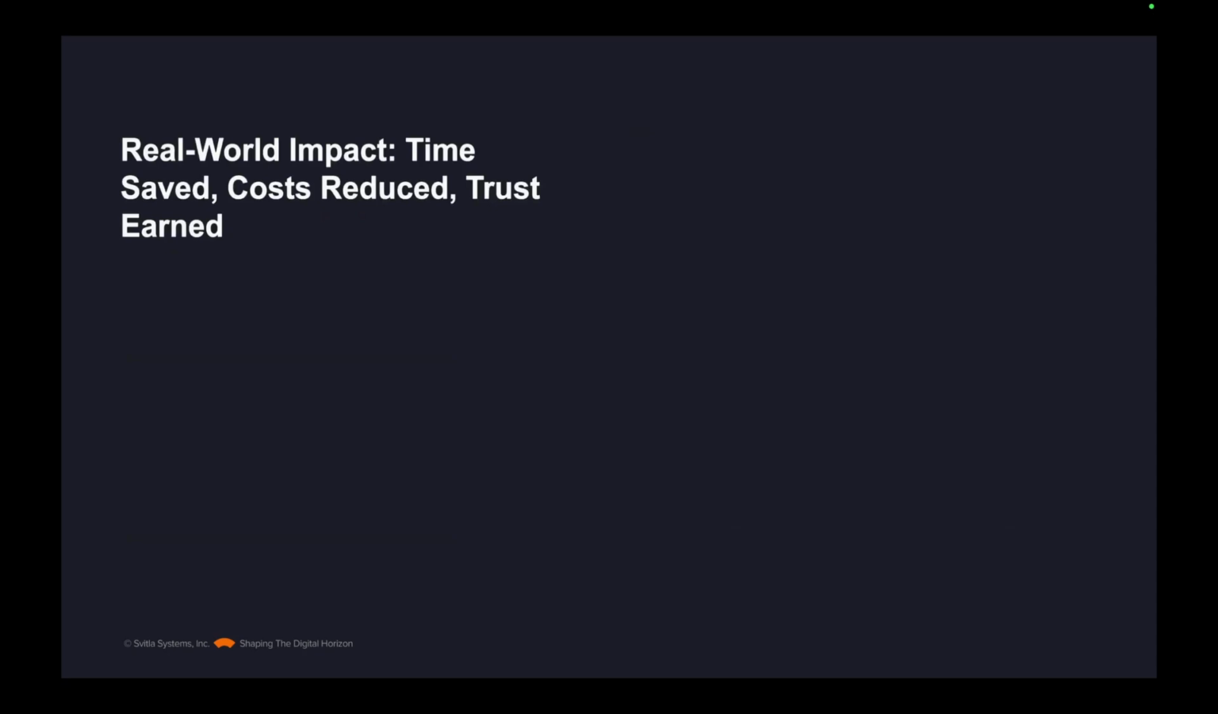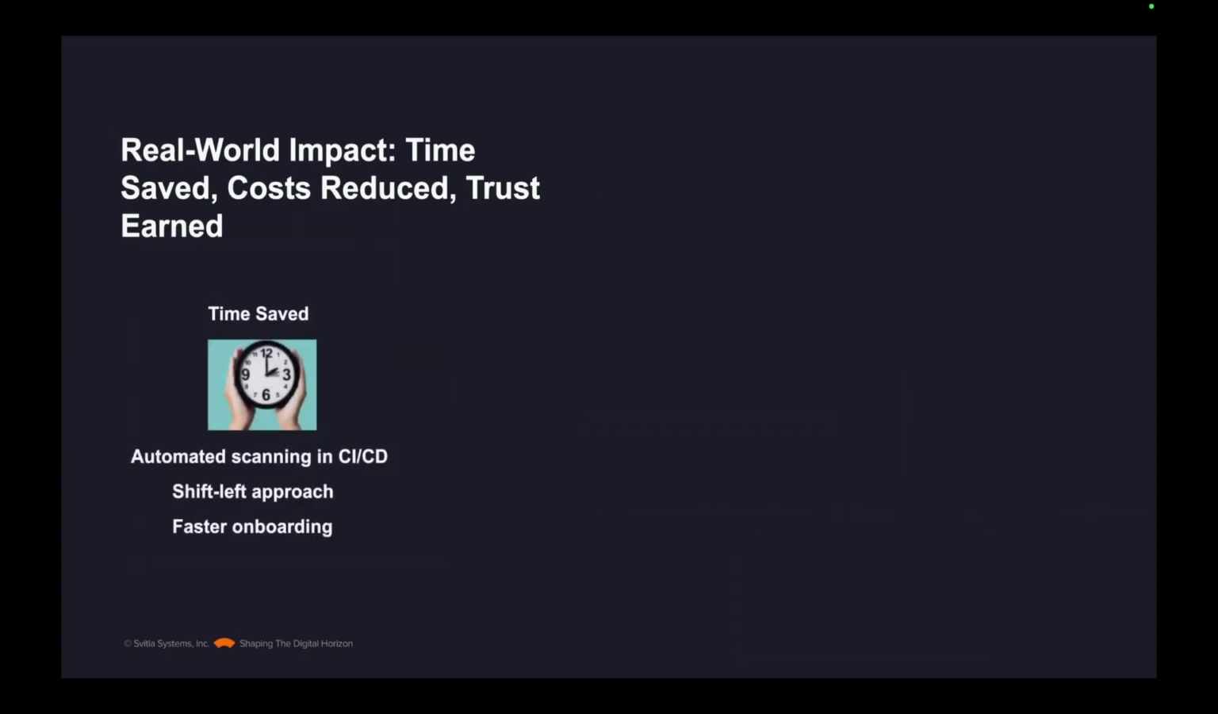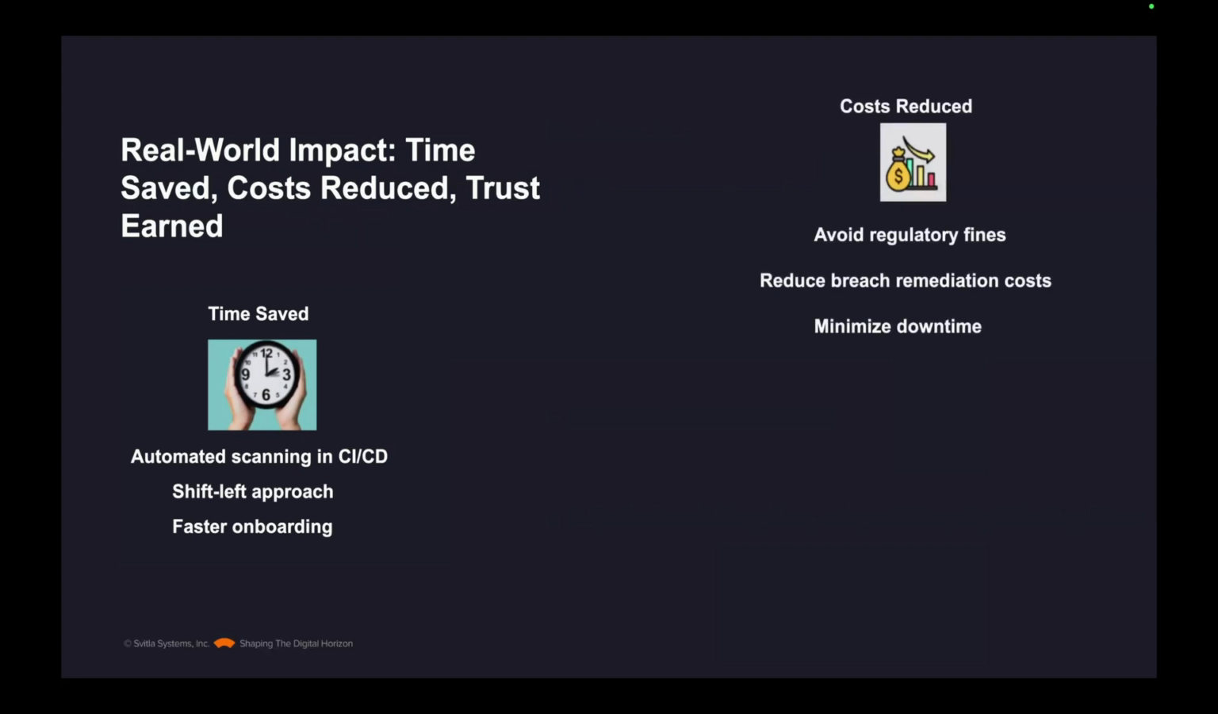Using this tool, which is quite simple and open source, we are going to save time automating scanning of code in CI/CD pipelines. We can shift security to the left, actually checking our code before it goes into production, even from design, and it's faster onboarding to security in our software. We are going to avoid regulatory fines if we apply Checkov in the right way, programming the right policies and applying best principles. We'll also reduce breach remediation cost and minimize downtime. It's easier to apply this from the beginning than to fix it in production.